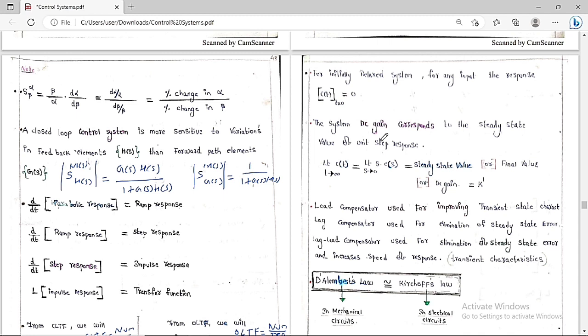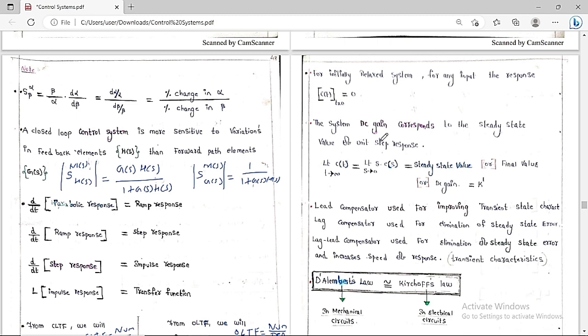So for an initial relaxed system, for any input, the response c of t at t equal to 0 is always equal to 0. Finally, I can say for any relaxed system, no matter whatever the input, the output is always going to start from 0 itself. The next point is, the system DC gain corresponds to the steady state value of the unit step response.